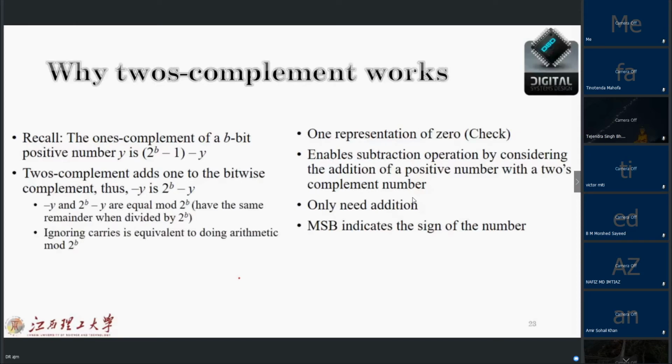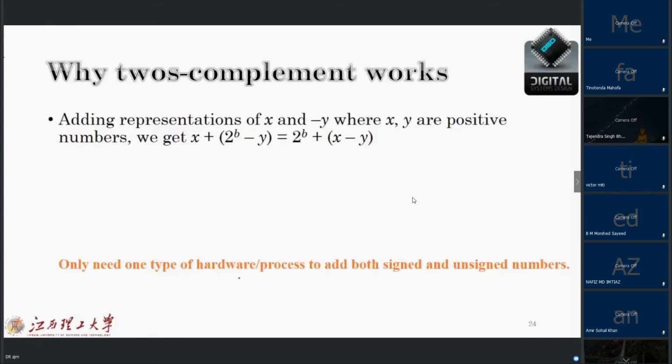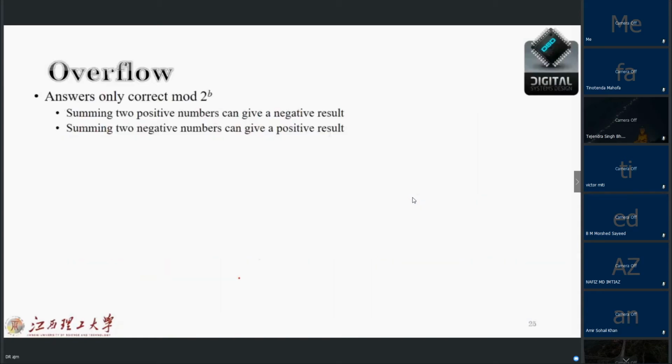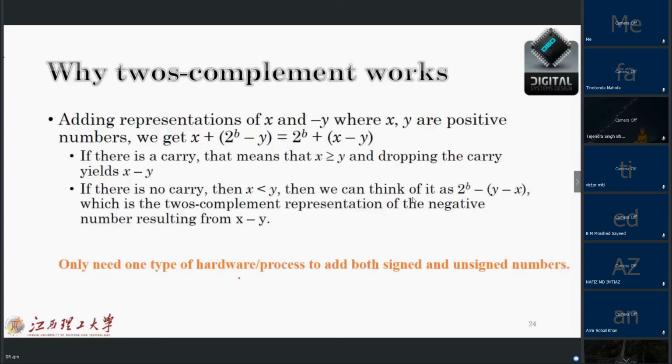These are the mathematical proofs, but you can read them, and I also put them here for you. Applying the representation to x and minus y, where x and y are positive numbers, we get x plus 2 power b minus y, which is equal to 2 power b plus x minus y. If there is a carry, that means x is greater than or equal to y, and dropping the carry yields x minus y. If there is no carry, then x is less than y, and we can think of it as 2 power b minus (y minus x), which is the 2's complement representation of the negative number resulting from x minus y. We only need one type of hardware and process now to add both signed and unsigned numbers.